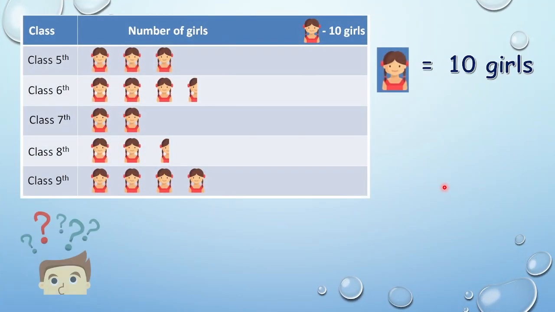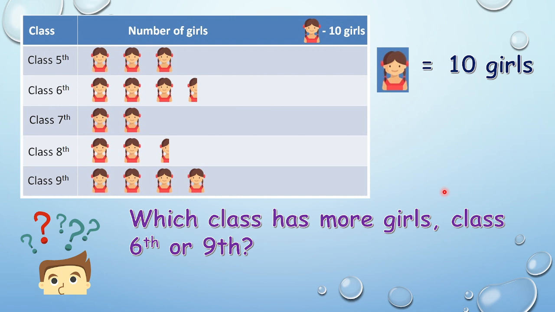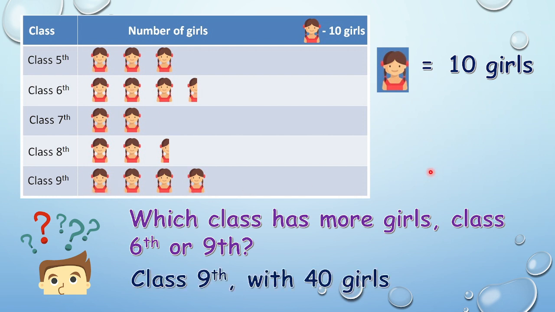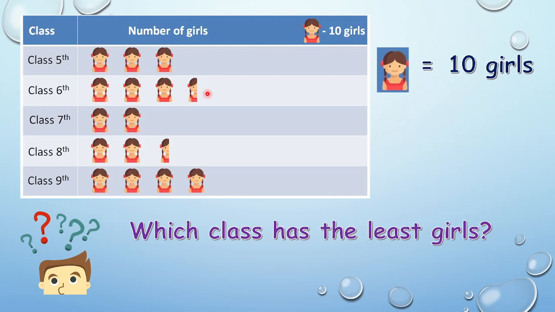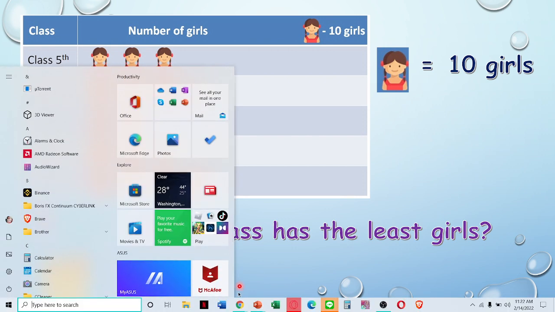Class 6. Next. Which class has more girls, class 6 or class 9? Class 9, with 40 girls, because class 6 only has 35. All right. Next, which class has the least girls? When you say least, it means the smallest. Class 7.